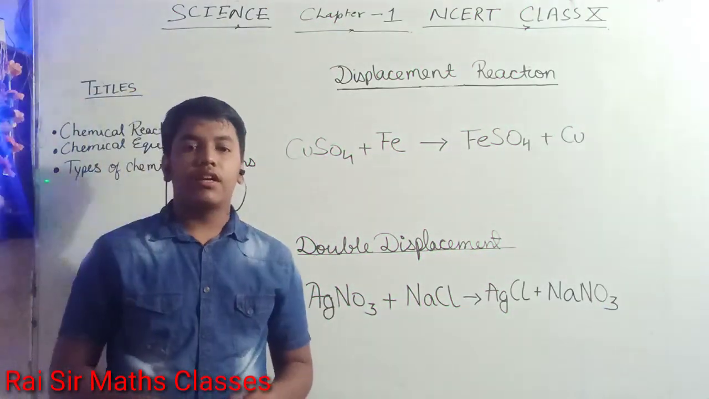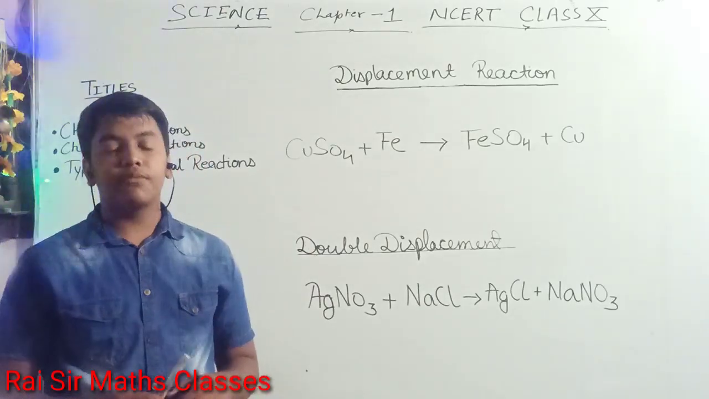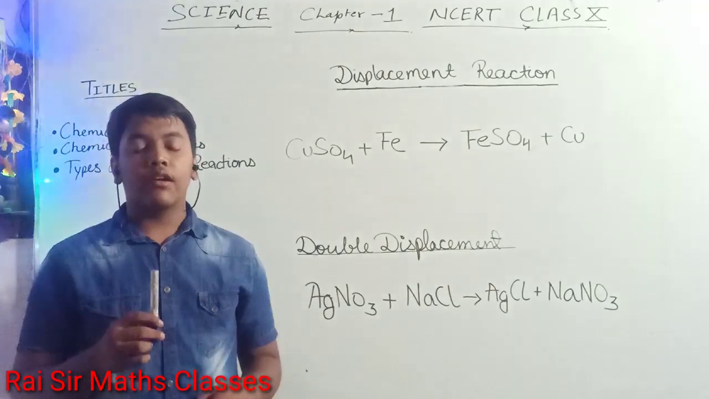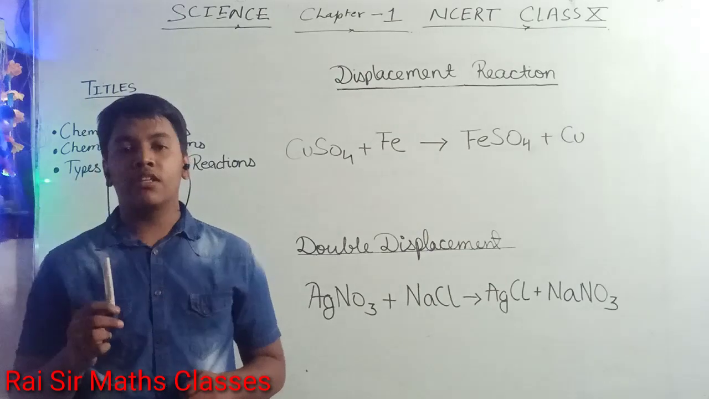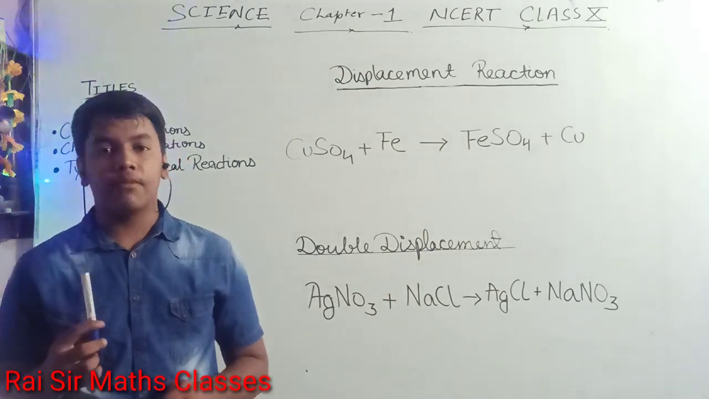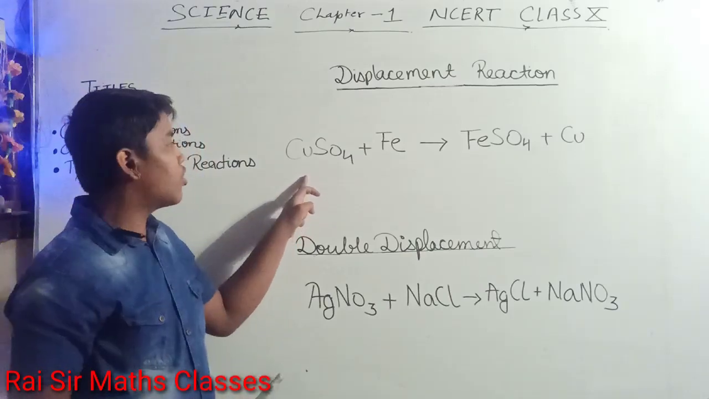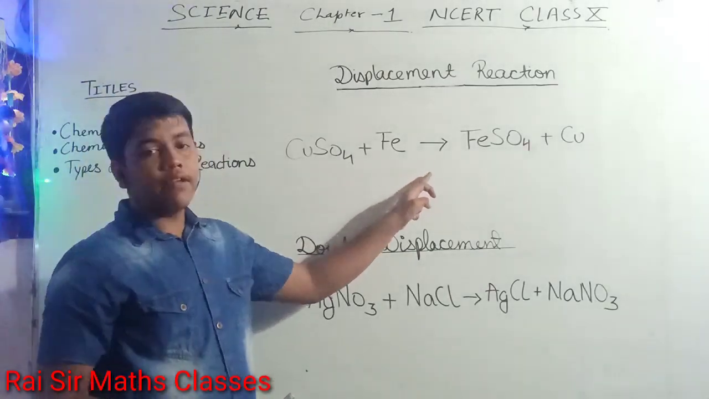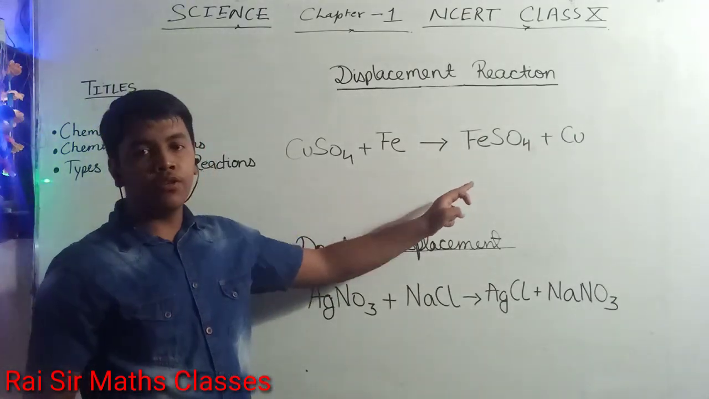Now we are going to study the third type of reaction, that is displacement reaction. A displacement reaction is a reaction in which one atom or a group of atoms is replaced by another atom or group of atoms. Let's see an example. Here CuSO4, that is copper sulfate, plus Fe, that is iron, will give iron sulfate, or FeSO4, and copper, that is Cu.